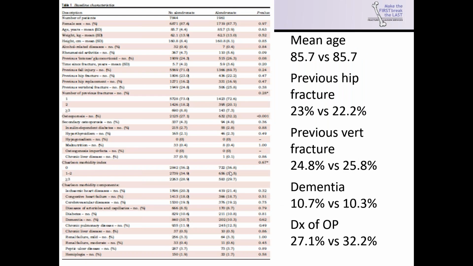So in terms of looking at some of the matching, you can see how very closely matched the two groups were. So mean age was identical in the control arm versus the alendronate arm. Previous hip fracture was the same. Previous vertebral fracture was pretty much the same. Dementia in both groups was the same. The only thing they couldn't perfectly match was a prior diagnosis of osteoporosis in the chart. So for obvious reasons, the group that were offered treatment, it was more frequently mentioned in their chart that they had osteoporosis. That's the only thing that was statistically significant, although it wasn't very different either.